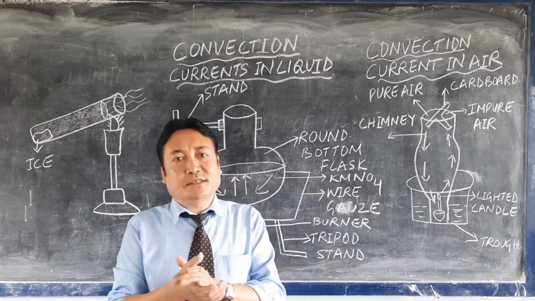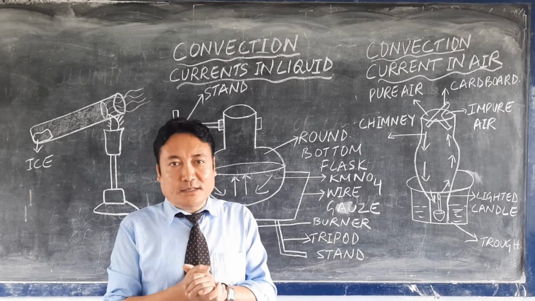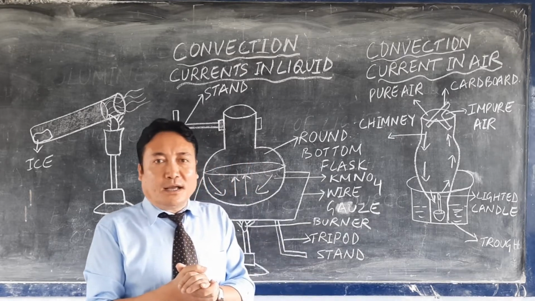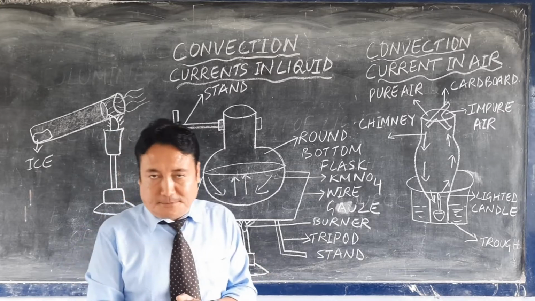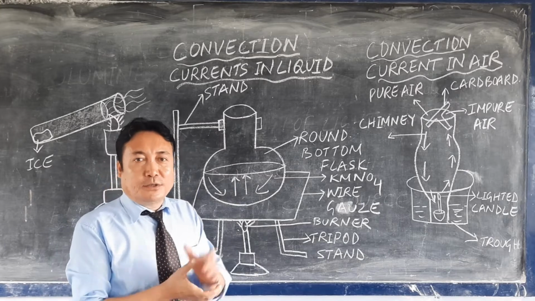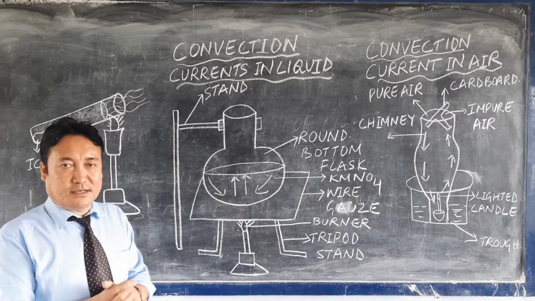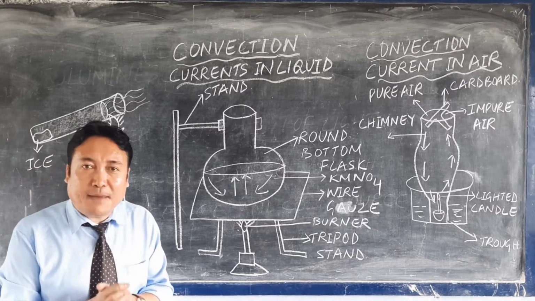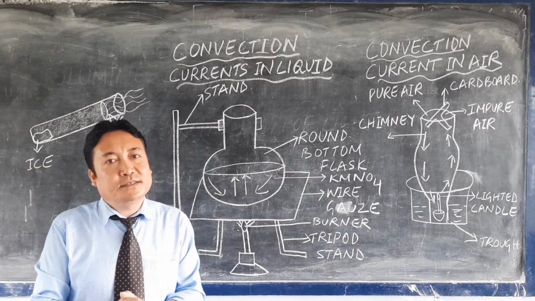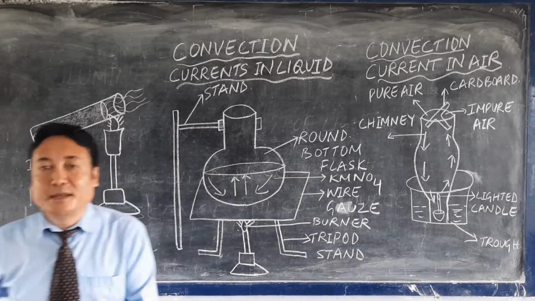I have also discussed the conductor, the non-conductor, or the insulator. Today we will come to the next point, convection. But before we go to convection, we will discuss one experiment related to conduction. Water is a bad conductor of heat. How can we show that water is a bad conductor of heat? For that, we will follow an experiment.